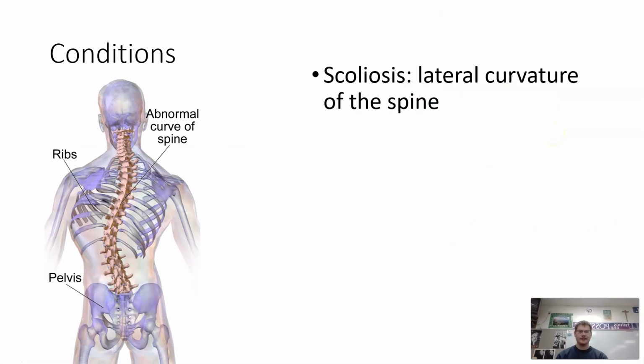Scoliosis. It's the lateral curvature of the spine. So my fiance has scoliosis. Your spine is naturally curved. Like if you sit up straight, kind of like your belly's out a little bit, and your shoulders are back. That's kind of sitting up straight. And it should be curved to a certain extent. But scoliosis is lateral curvature. It's curvature to the side. And that's not good. No bueno.